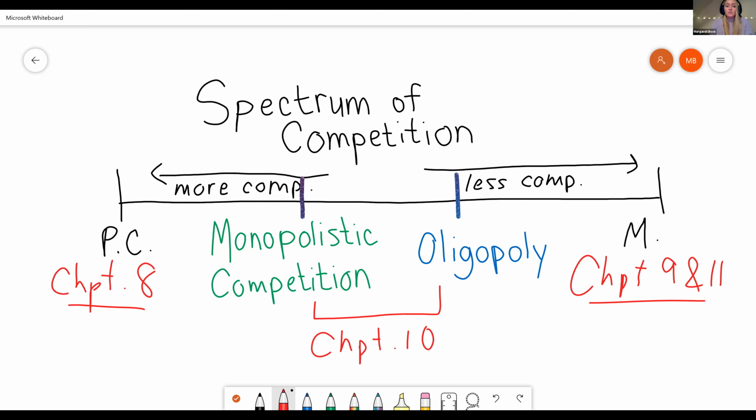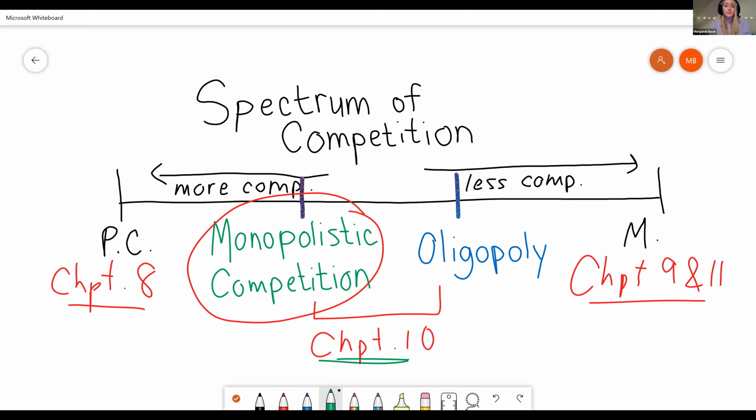This series of videos is going to be focusing on monopolistic competition. In another series of videos, we'll be covering oligopoly. But do keep in mind, however, that both of these market structures are covered in the same chapter of the textbook, chapter 10. So there will be one set of lecture notes that covers these two different market structures.